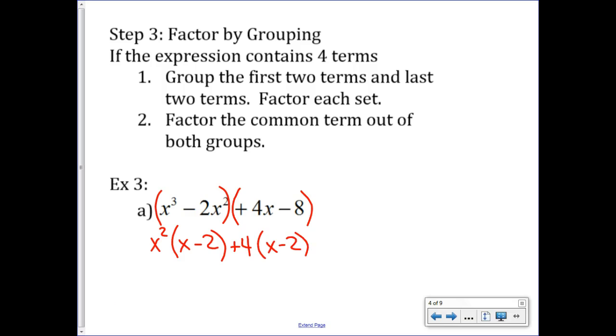So now I'm looking, what do these have in common? And it should be the same, it should be what is inside parentheses if you factored correctly. So they both have an x minus 2 in common. And then what do we have left over? Well, we have x squared left over, and we have a plus 4 left over. So that's the factored form. And you could write that as x squared plus 4 and then x minus 2 second if you wanted.